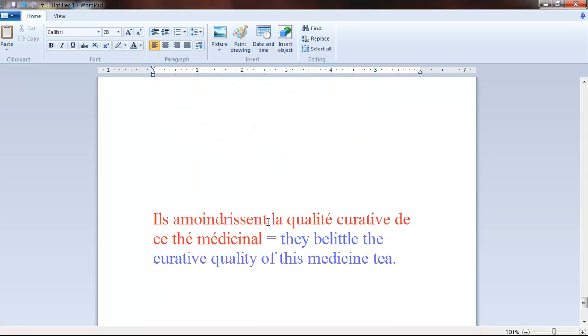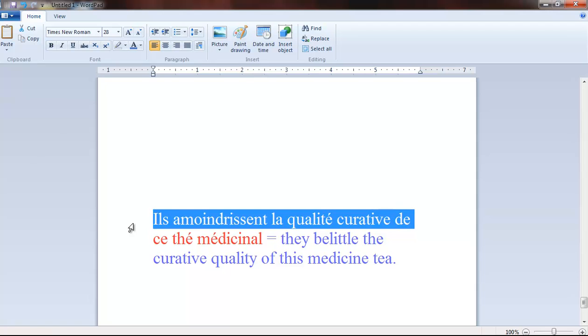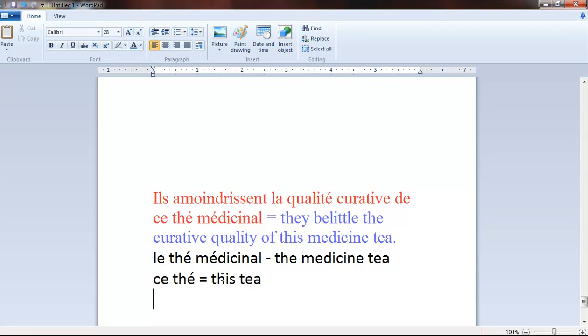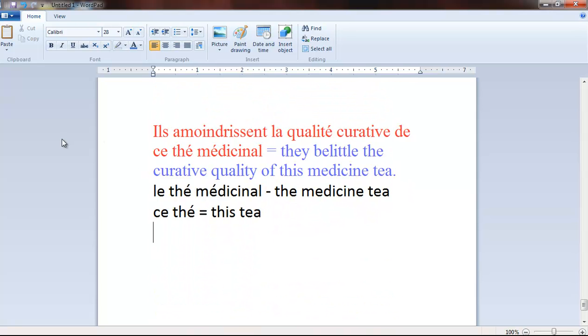Okay, next one. Ils amoindrissent la qualité curative de ce thé médicinal. They belittle the curative quality of this medicine tea. Le thé médicinal, medicine tea. Ce thé, this tea. Ils amoindrissent la qualité curative de ce thé médicinal.